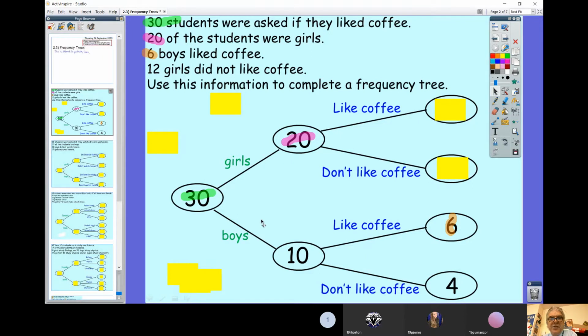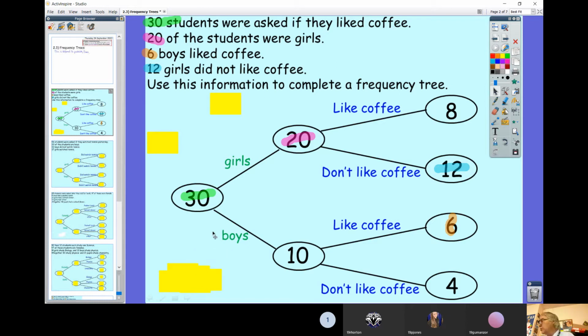Okay, let's go back to the information that we're given. We're told that 12 girls did not like coffee. Okay, 12 girls don't like coffee. So obviously that's the don't like coffee number. That's that 12. So that 12 has come from the question. Okay, and then obviously just by balancing items, if we've got 20 girls, 12 of which don't like coffee, then clearly how many girls do like coffee is obviously 20, take away 12, which is 8.